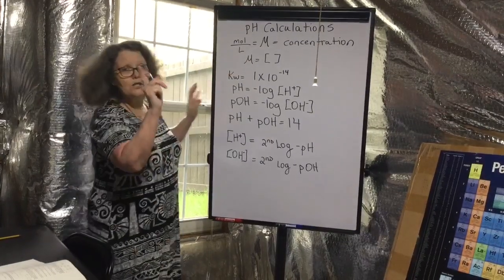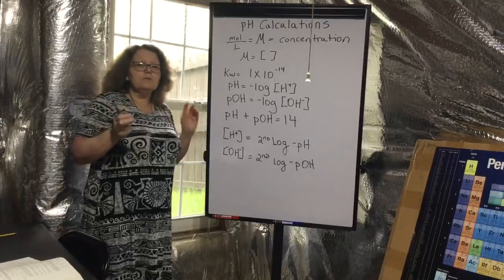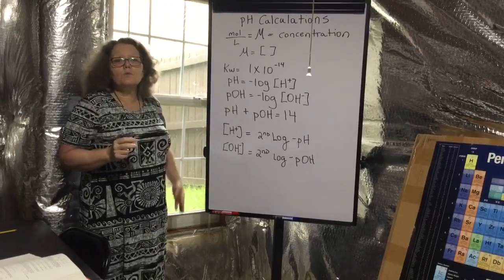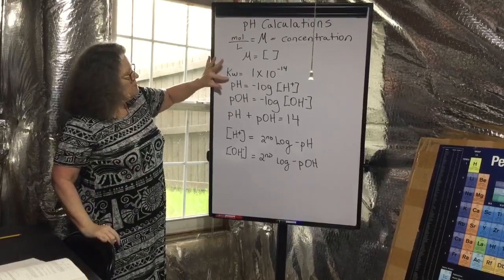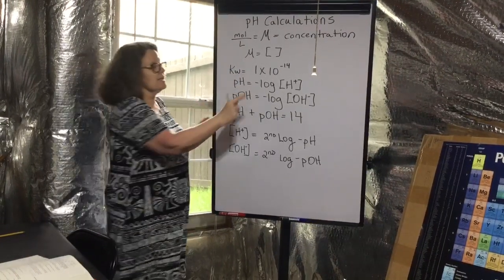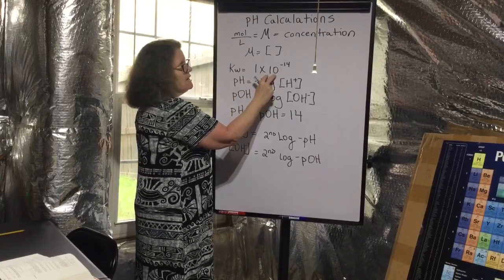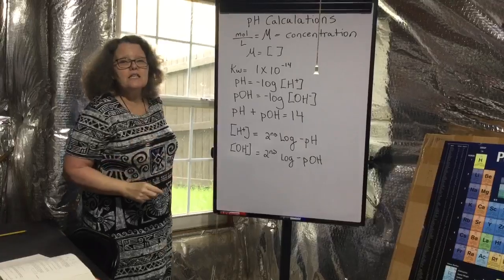Okay? Now, here are our definitions. First, Kw. Kw is actually the equilibrium constant for water. Take that on faith. We'll be getting to equilibrium soon enough. But the Kw we need for water at 25 degrees Celsius, by the way, is 1 times 10 to the negative 14th.